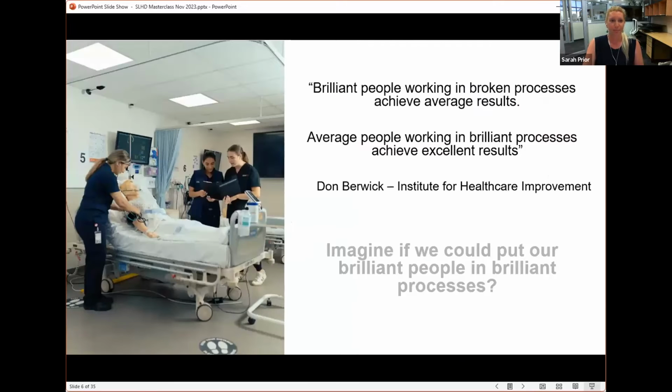Okay. So just to get you thinking about how systems and processes underpin health service improvement, I've just included this quote from Don Berwick. So in order to make meaningful change in health services, we really need systems and processes that work, so that are effective, that are efficient, and that are also sustainable.